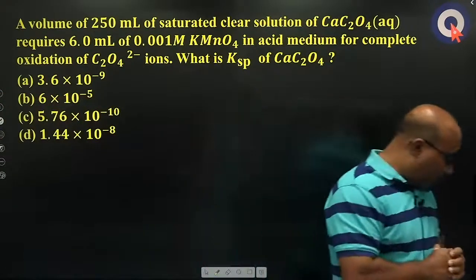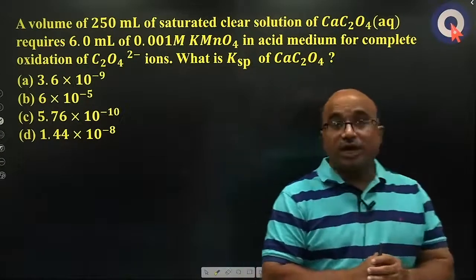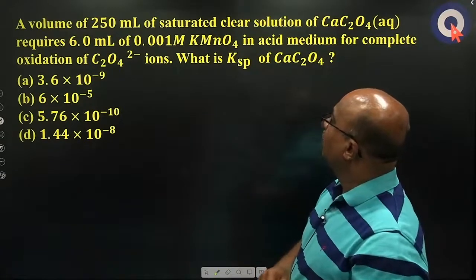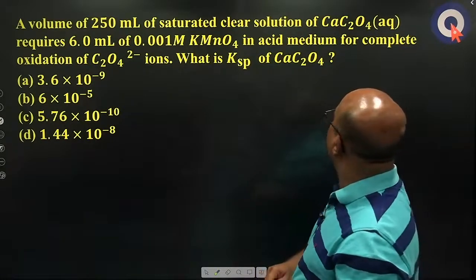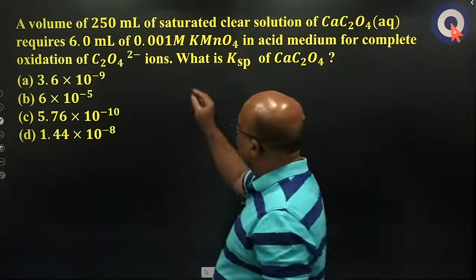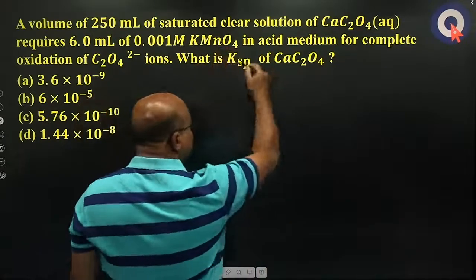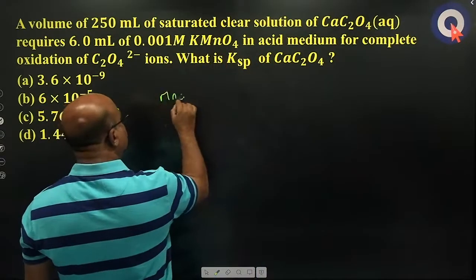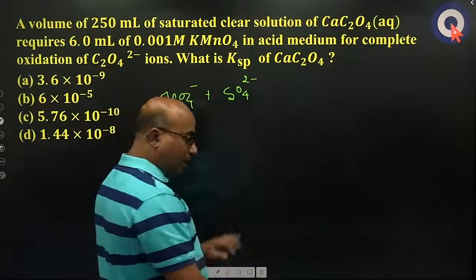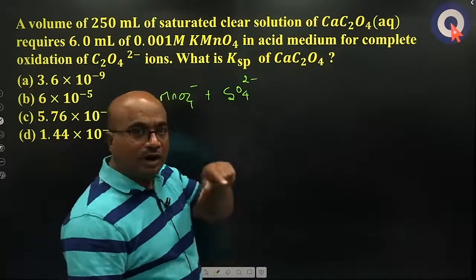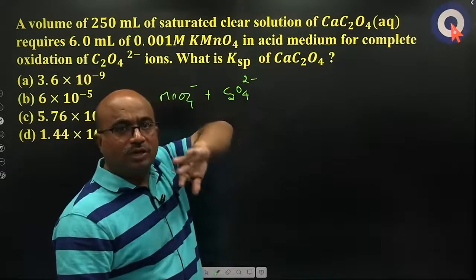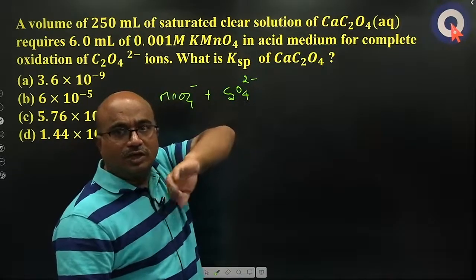a volume of 250 ml of a saturated, or clear, solution of calcium oxalate requires 6 ml of 0.001 M KMnO4 in acidic medium for complete oxidation. So it's nothing but a redox reaction that exists between them. MnO4 minus only oxidizes the oxalate ion, because calcium is a spectator, because calcium is already in +2. It is the maximum possible oxidation state that it can possess.